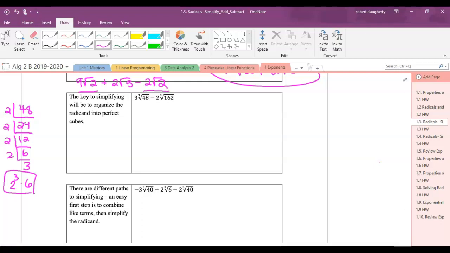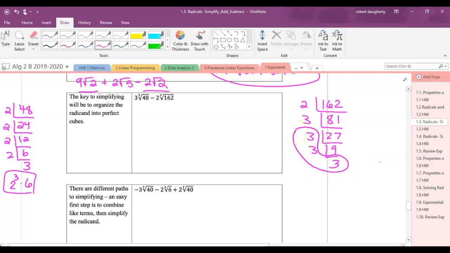If I look at 162, divide that by 2, you get 81. Divide by 3, you get 27. Divide by 3, you get 9. Divide by 3, you get 3. Can I get perfect cubes? Yes. So this is going to be 6 times 3 cubed, 6 times 27. So it looks like I can write this as 3 times the cube root of 8 times 6 minus 2 times the cube root of 6 times 27.